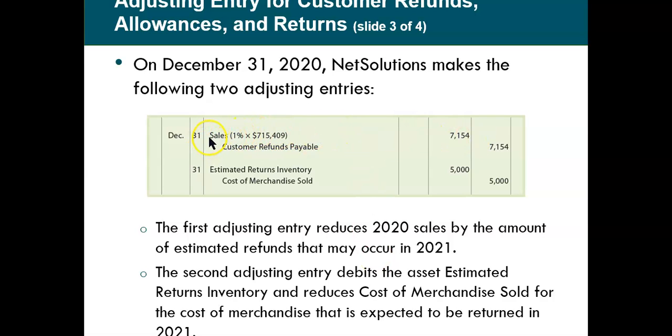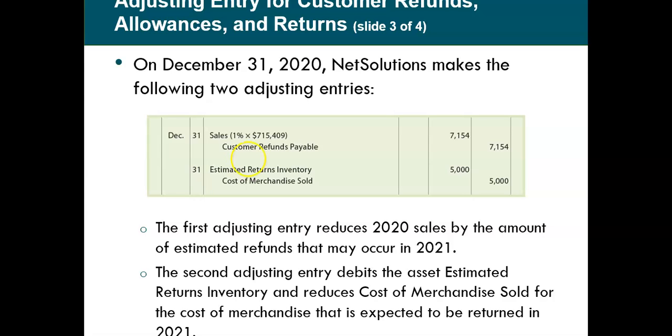They're going to go ahead and reduce sales by that amount, and they're going to set up that liability for customer refunds payable. What we're doing here is using the matching concept that we learned back in Chapter 3. We want to match these returns with the appropriate sale so that everything is in the right time period.